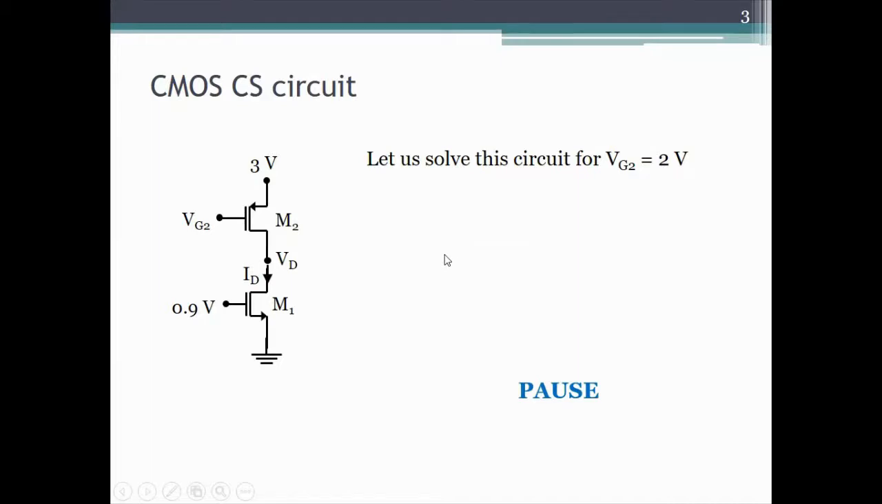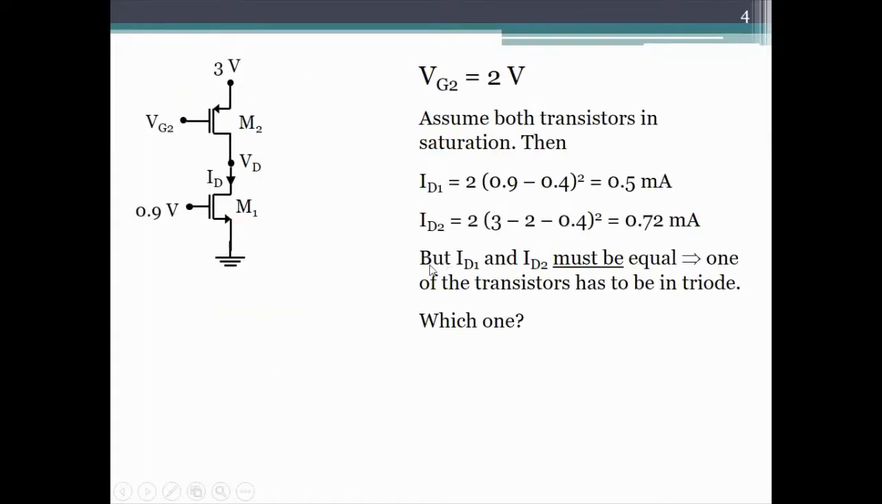This is, as I said, an important circuit to learn to solve. Alright, so as usual we say, well, let's assume both the transistors are in saturation. Write both the saturation region currents. I keep on emphasizing, write both the currents. So ID1 in saturation, we've seen this many times, 2 times (0.9 minus 0.4) squared, so you get 0.5 milliamps.